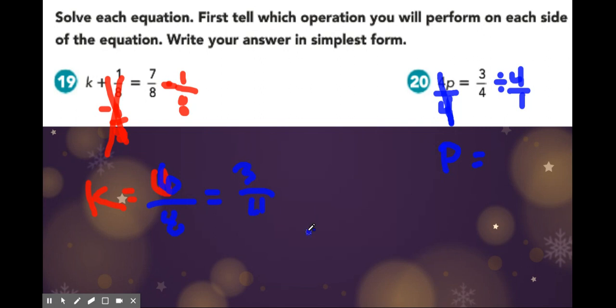I'm going to write it over here. So I have 3/4. I'm going to change my division to multiplication, and I'm going to flip my second fraction to the reciprocal of 1/4. 3 times 1 is 3. 4 times 4 is 16. So P is equal to 3/16.